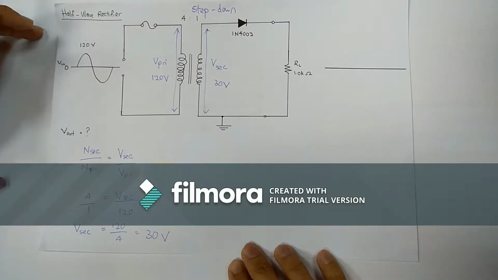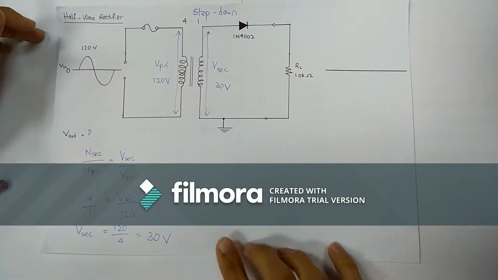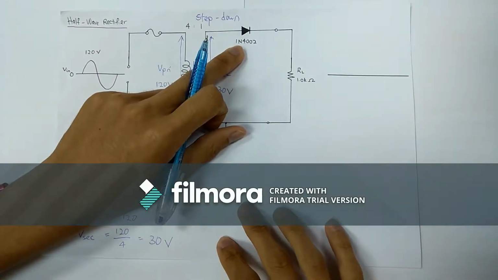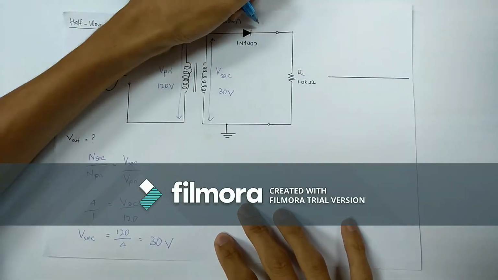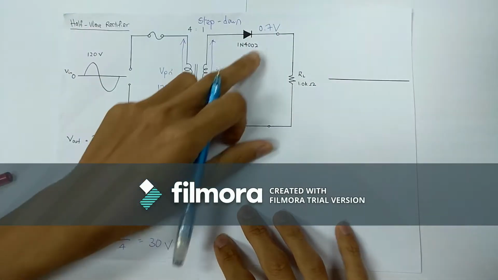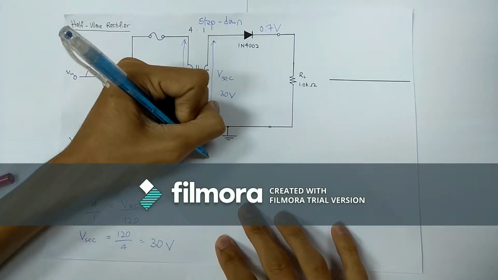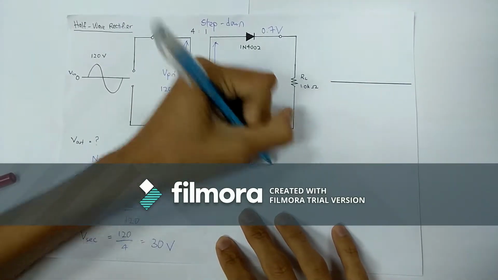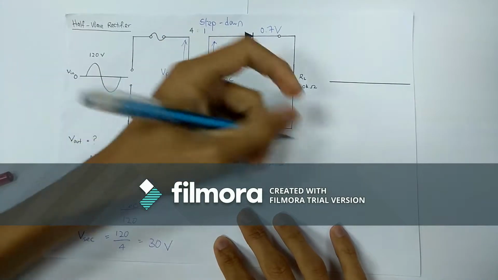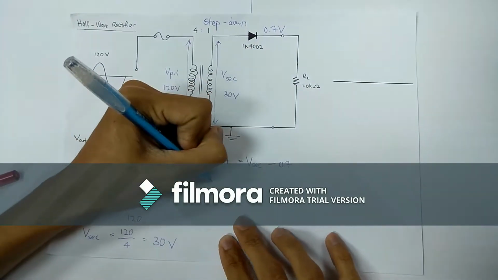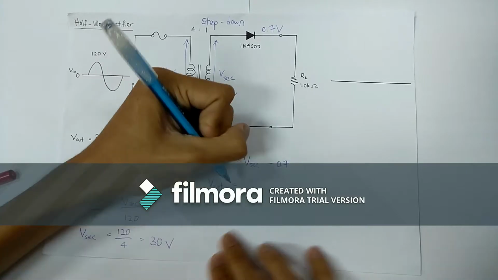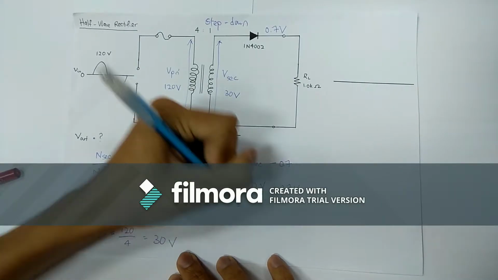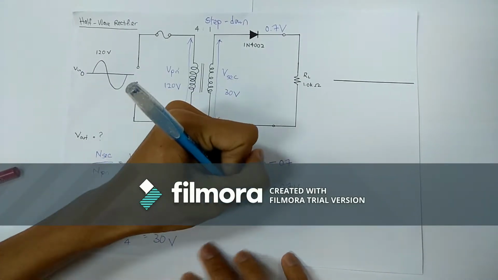Next, we are going to calculate the output voltage. Since we are using a practical silicon diode, which has its own barrier potential of 0.7 volt, we need to consider it and deduct it. So the output voltage is equal to the secondary voltage minus the barrier potential of the diode. So the output voltage is equal to 30 volt minus 0.7 volt. So the output voltage is equal to 29.3 volt.